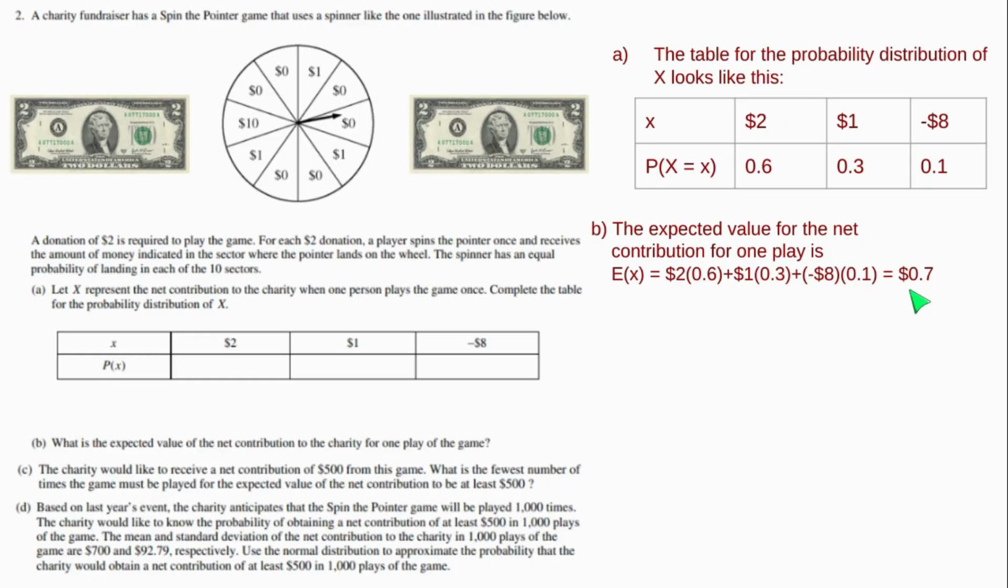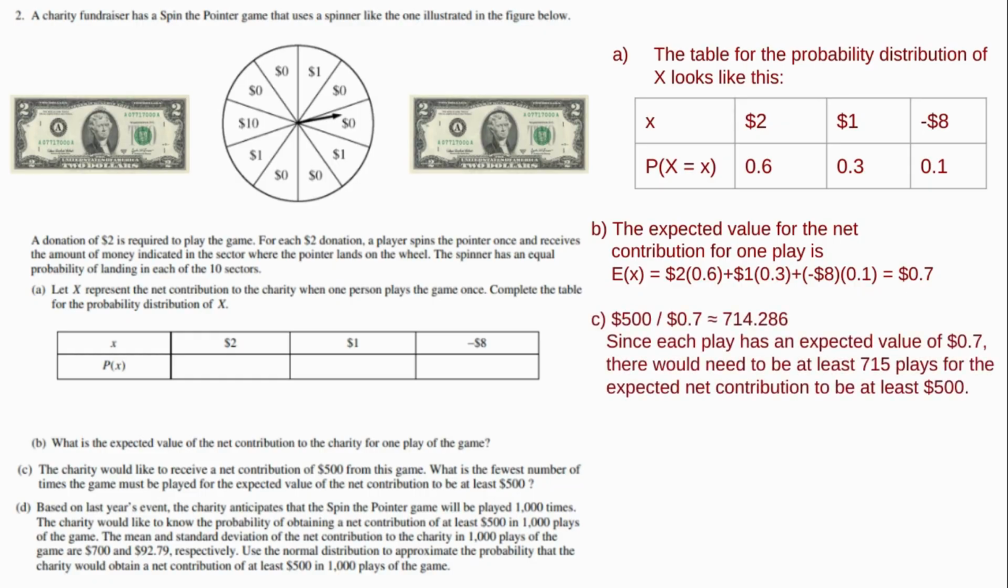All right, let's look at our answer for part C. If we were to divide $500 by 70 cents, we would get 714 and change. Since each play has an expected value of 70 cents, which we found in part B, there would need to be at least 715 plays for the expected net contribution to be at least $500. Whatever this decimal is, it means we got to round up to 715.